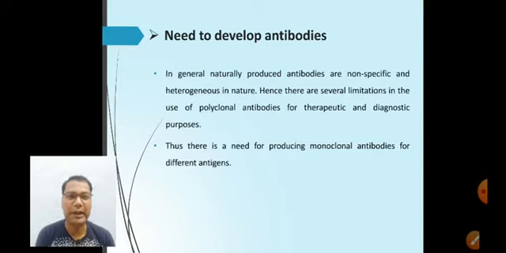Need to develop antibodies. In general, naturally produced antibodies are non-specific and heterogeneous in nature. Hence, there are several limitations in the use of polyclonal antibodies for therapeutic and diagnostic purposes. Thus, there is a need for producing monoclonal antibodies for different antigens.